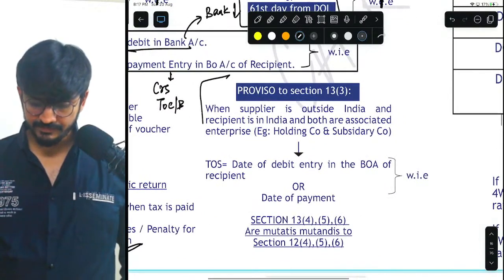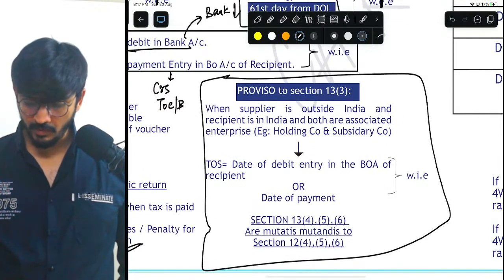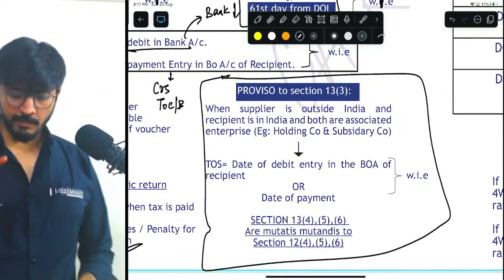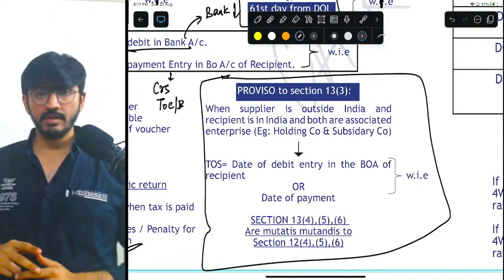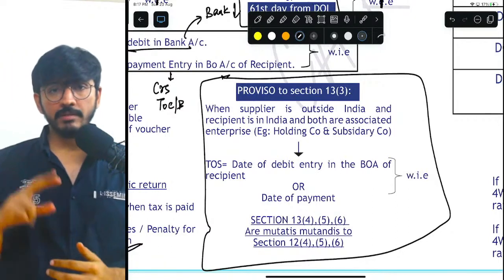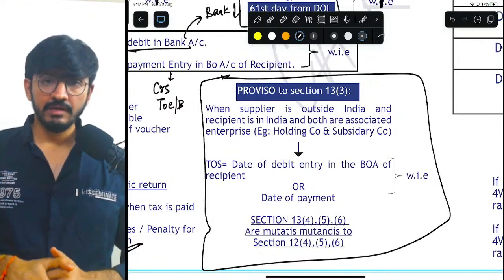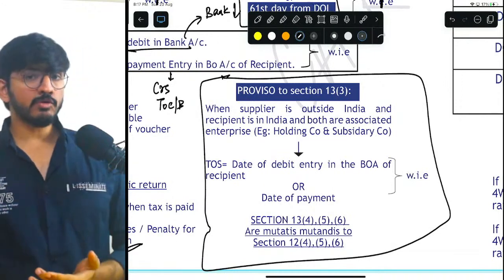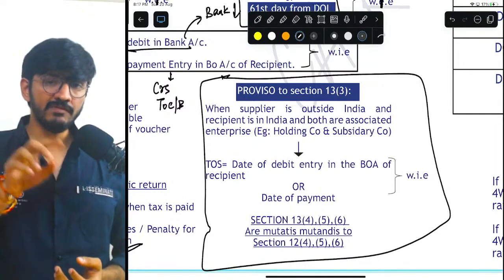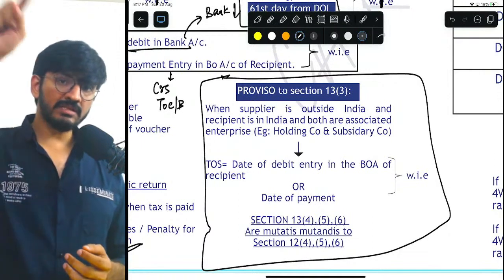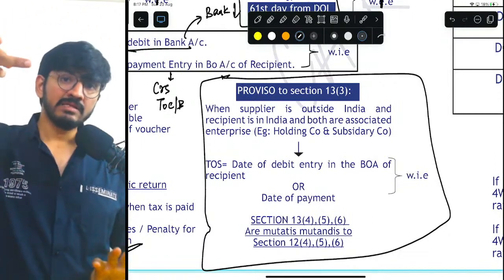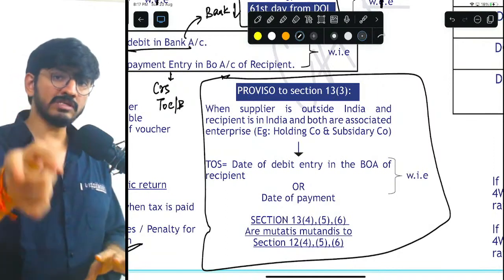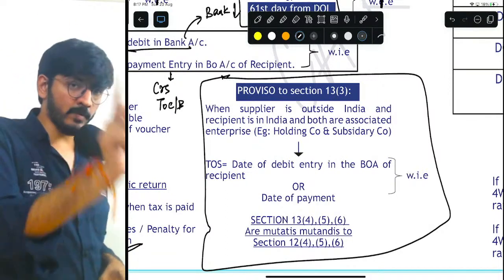And the next thing that I'm going to talk about is, my dear friends, with respect to proviso to section 13.3. The concept is very simple. Firstly, this is an exception to 13.3. So even though there is reverse charge, the general section 13.3 will not apply. The exception will apply, and the reason it applies is because it satisfies a few conditions of this proviso.